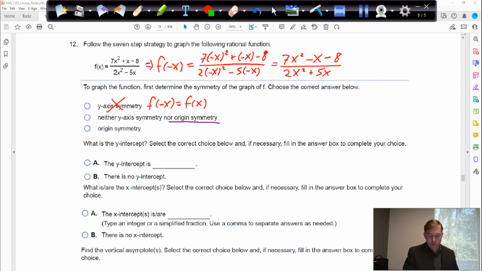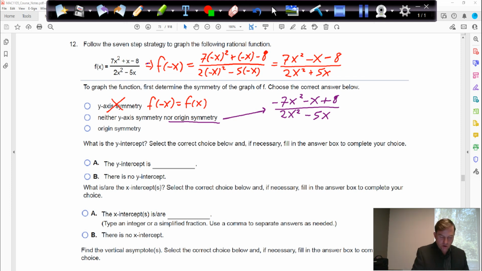If it was origin symmetry, it would end up looking like this. You would flip everything on top. So minus 7x squared minus x plus 8. And then you leave the bottom alone. So if our red matches purple. Well, right away it doesn't match because 7x squared is positive, minus 7x squared is negative. They don't match, so no origin symmetry. Oh, I did the wrong one. No origin symmetry. So therefore, it's neither.